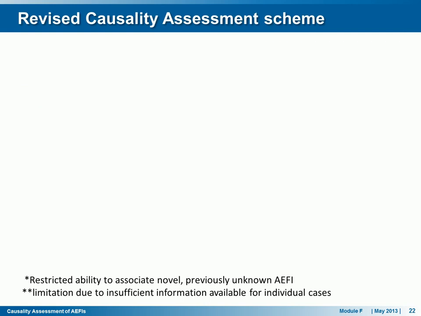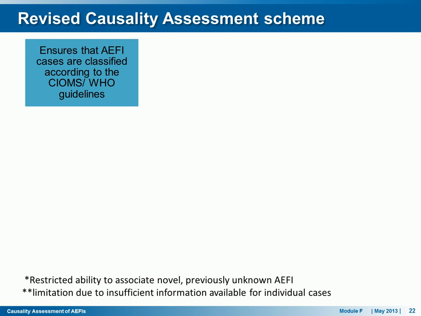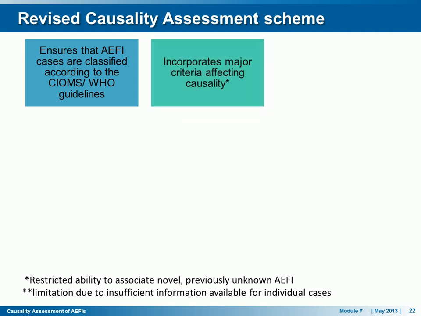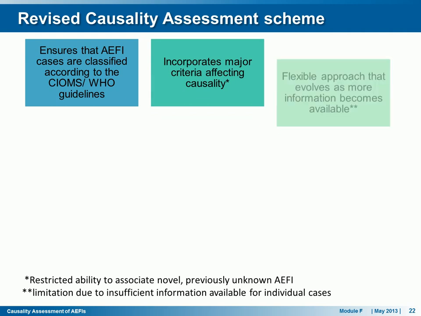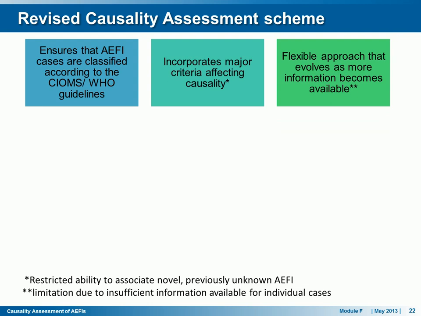What are the advantages of the revised causality assessment scheme? The revised scheme ensures that all the cases are classified according to the CIOMS WHO guidelines. It incorporates the major criteria affecting causality. It has a very flexible approach so that the causality itself can change as more information becomes available. But we should also remember it has a big problem: if we do not have sufficient information, you cannot classify and determine causality.